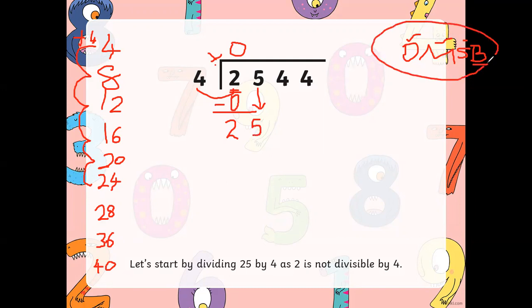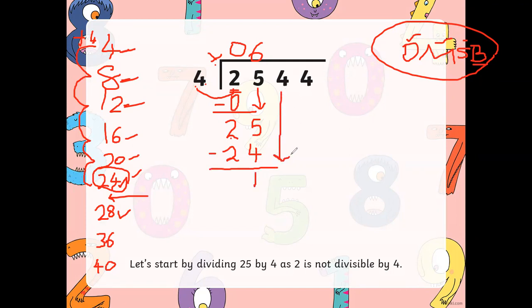Repeat the whole process again. Ask yourself, how many 4's are there in 25? Or 25 divided by 4. So, look at your times table. 25 is somewhere here. You can only divide any number which is less, not anything that's more. So you can divide up to 24. 24 divided by 4, how many would it be? So you count 1, 2, 3, 4, 5, and 6. So you write up here 6, and you write your 24 down here. Then you're going to find your remainder. So 25 minus 24, the answer is 1.